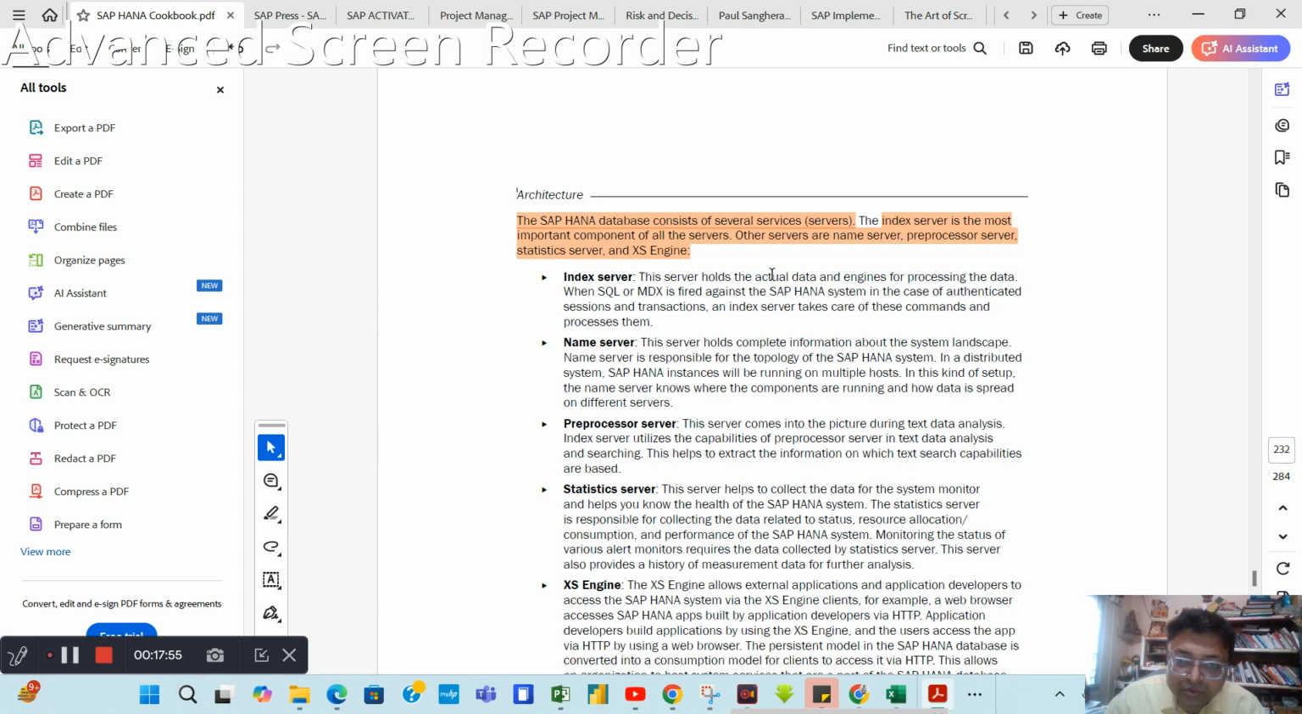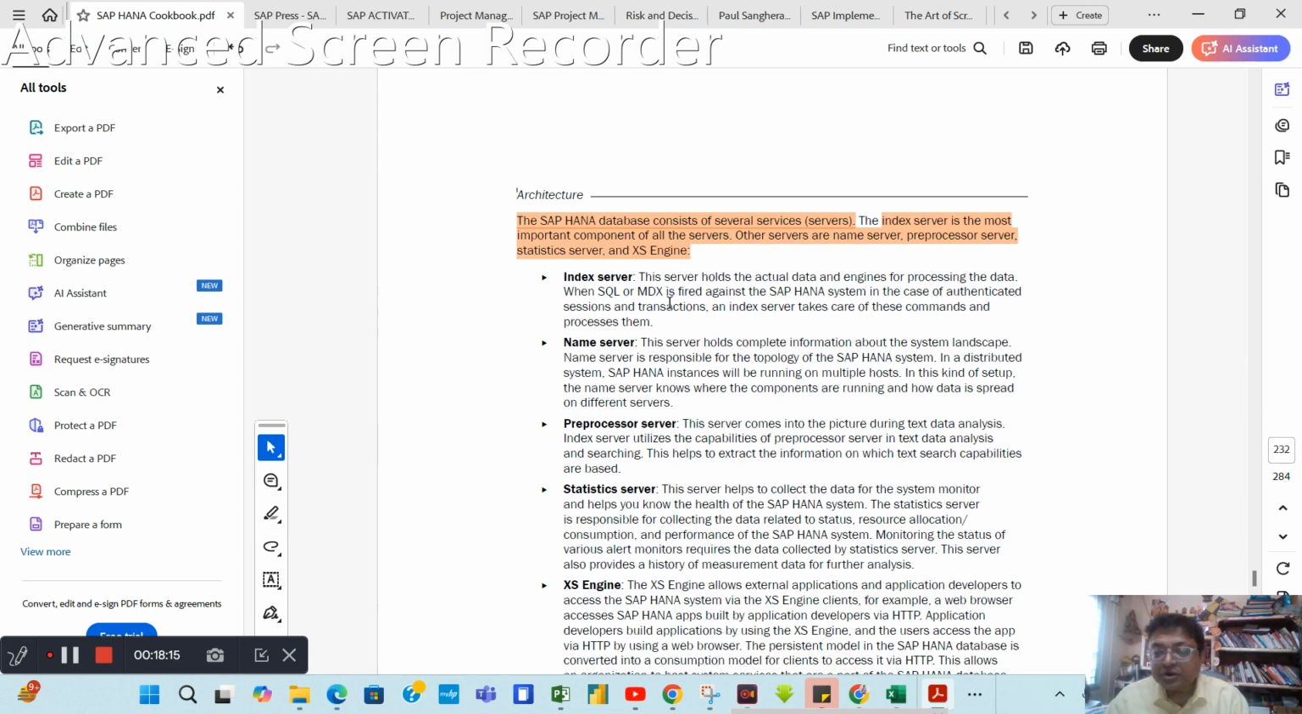This server holds the actual data and the engines for processing the data. When SQL or MDX is fired against the SAP HANA system, in the case of authenticated sessions and transactions, the index server takes care of these commands and processes them.